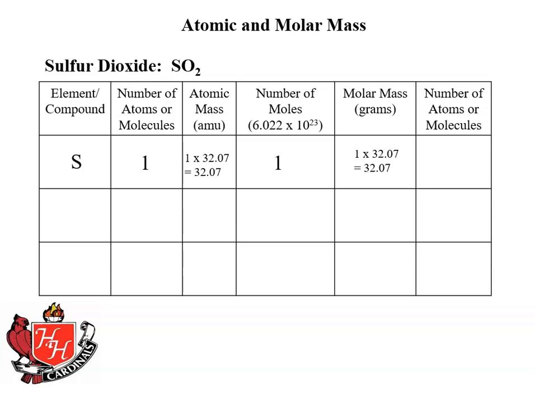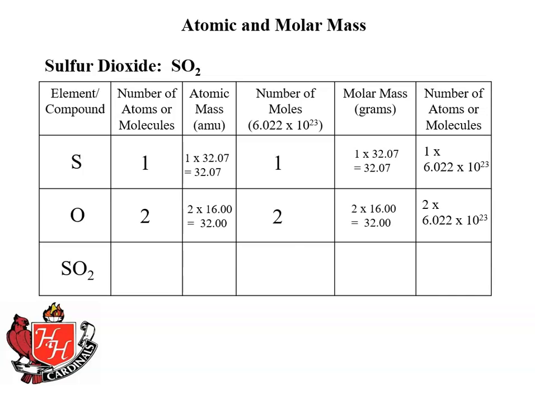I'm going to get to the molar mass in a second and the number of atoms, but let's go on down to oxygen. The number of atoms of oxygen in SO2 is 2. You take the atomic mass of oxygen, which is 16, multiplied by 2, you get 32. And if we decided that we don't want to work with two atoms of oxygen, we want to work with 2 moles, then we simply multiply the 2 atoms by 6.022 times 10 to the 23rd, and now we have 2 moles. Okay, we'll get to those right columns in just a second.